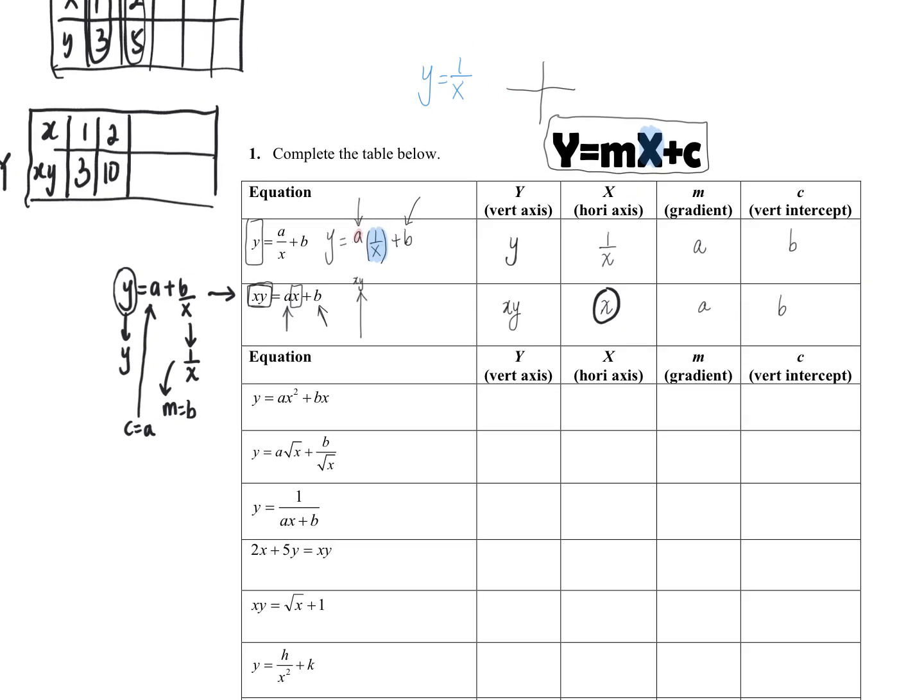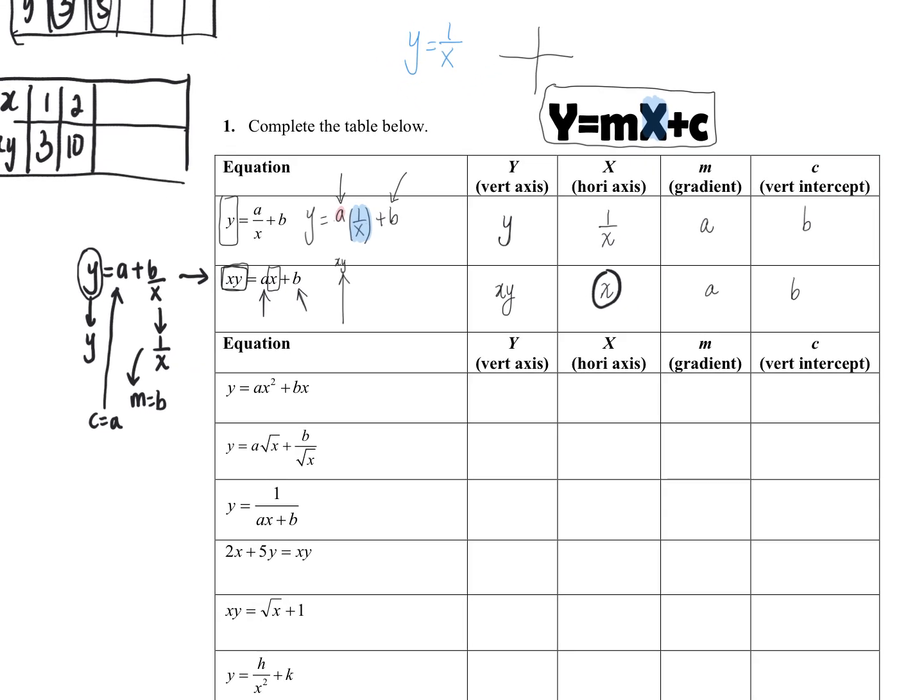Okay, so what about this one? Next one. What is my y? Okay, so divide everything by x. So my y-axis would be y over x. My x-axis would just be x. My gradient is A, and my y-intercept is B. Okay, can you see that? So just keep following through. Okay, what about the next one?